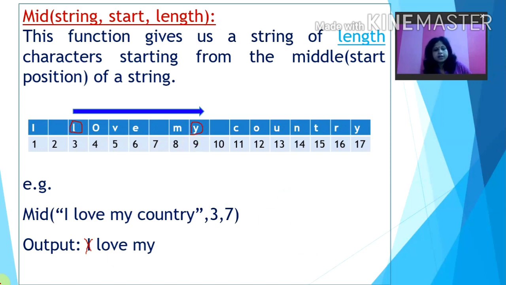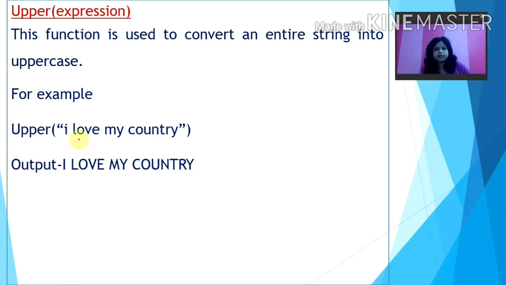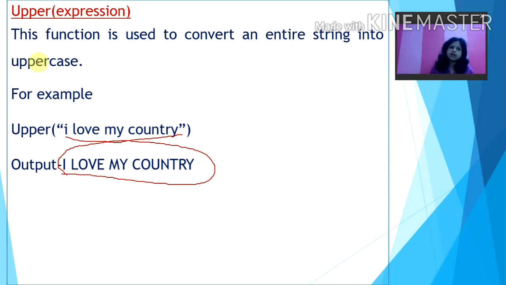Next, you go to the UPPER function. What will the UPPER function do? This function is used to convert an entire string into uppercase. Uppercase means capital case. Suppose you have given your string or expression in small case letters, like you see here, all the letters in small letters; the output you will get is all in capital letters. So that is the function of UPPER. That means the UPPER function will convert an entire string into uppercase, and if it is already in uppercase, then there will be no change.